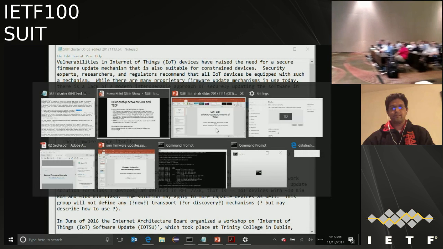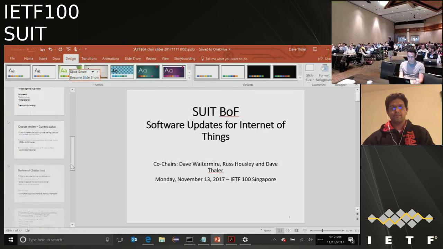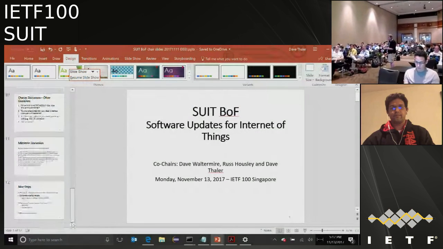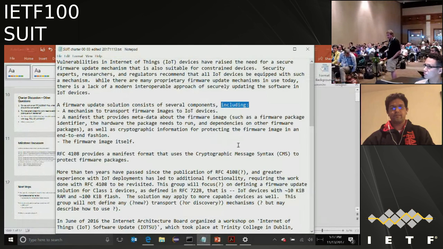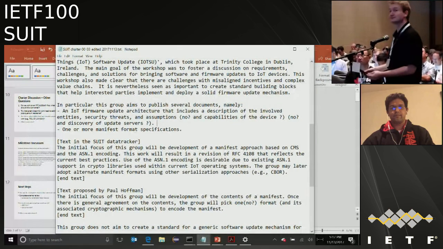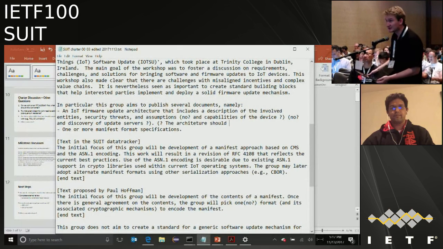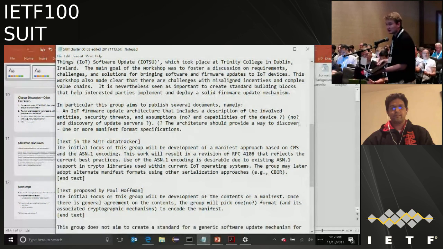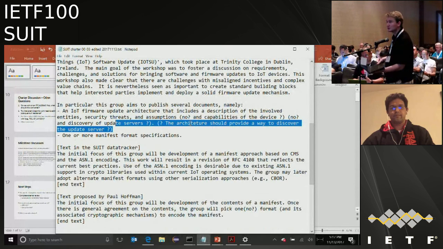This is from Colin Jennings. Proposed change: the architecture should provide a way to discover the firmware server. That is a proposed change from Colin Jennings on Jabber. I'm not sure where that text fell in the charter text. Colin, maybe if you could point out where that text was supposed to go. That's the text that Colin was proposing there, or something close to that.